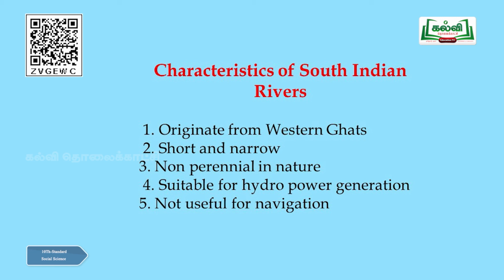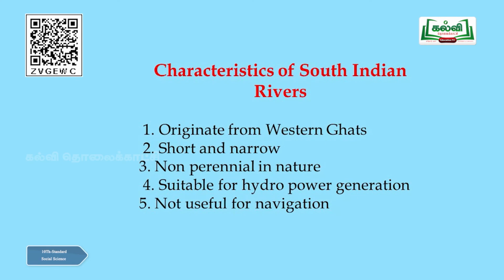And the fourth point is they are suitable for hydropower generation. Why are these South Indian rivers suitable for hydropower generation? Because they flow from west to east. The terrain is rugged, with undulating slopes, which is very useful for hydropower generation. And these South Indian rivers are not useful for navigation.